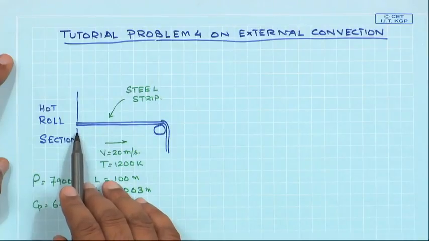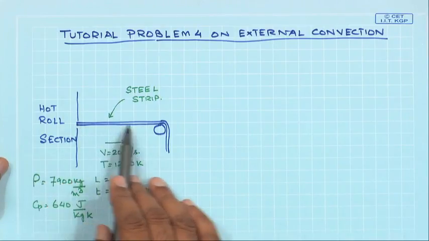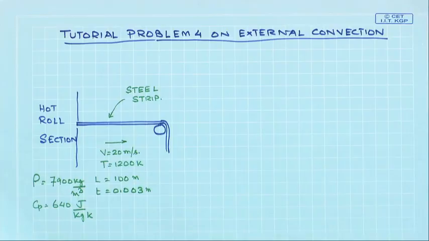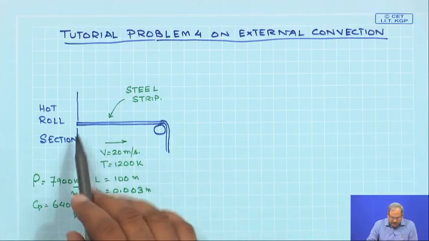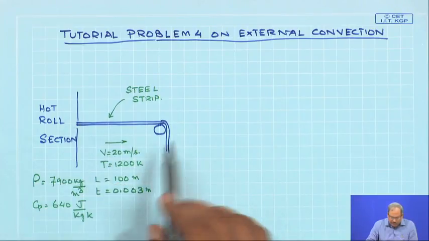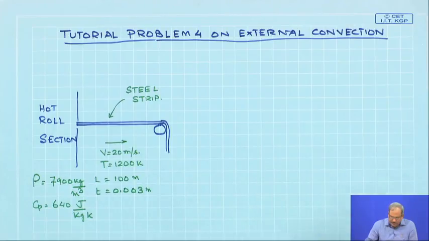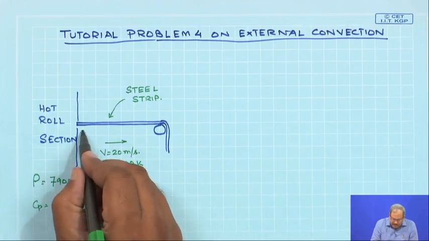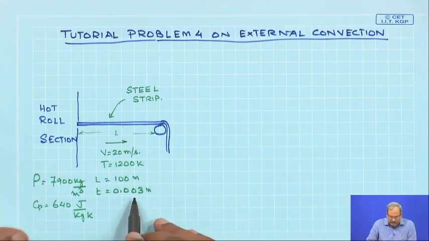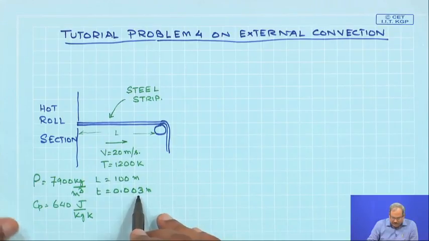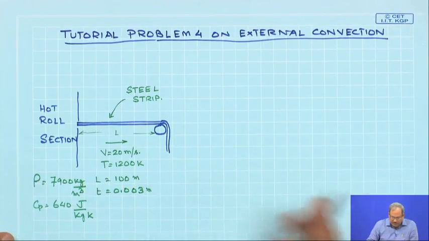So, the specific problem that we are going to solve in this class considers, if you look at the following figure over here, a hot roll section from which the steel plate emerges and it moves with a velocity equal to 20 meter per second, and initially it is at a temperature of 1200 Kelvin. So, the temperature over here is 1200 Kelvin. The length of the plate, that means this entire length, is 100 meters and the thickness of the plate is 0.003 meter.